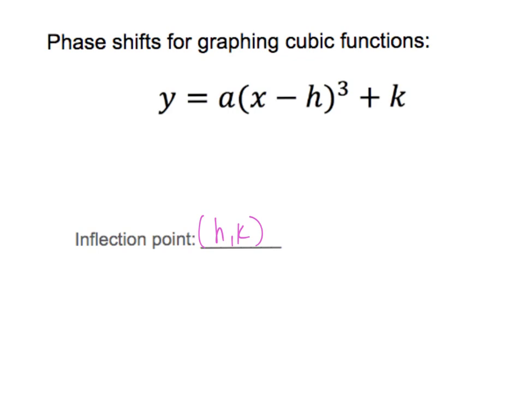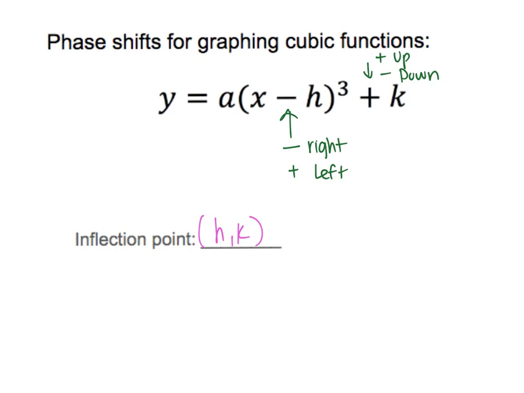If you have a minus sign on the inside, this is attached to the X, so this tells us the horizontal shift. If you have a minus sign, you're going to be going right. If you have a positive sign, it's the opposite way, so left. If you have a plus sign on the outside, this is going to be up. If you have a minus sign on the outside, it's going down. And then once you've plotted your inflection point, cubic functions also need 3 points to make a full graph so that you can show that it's pointing up and down.